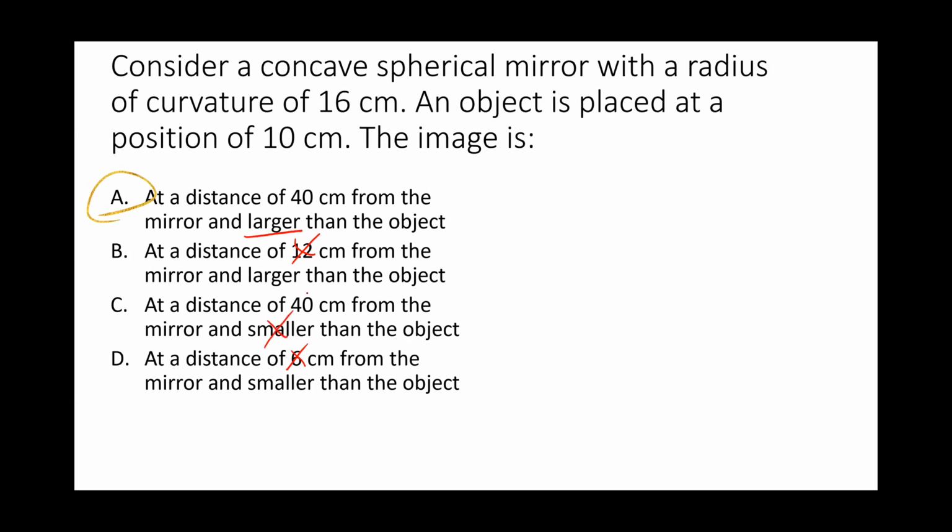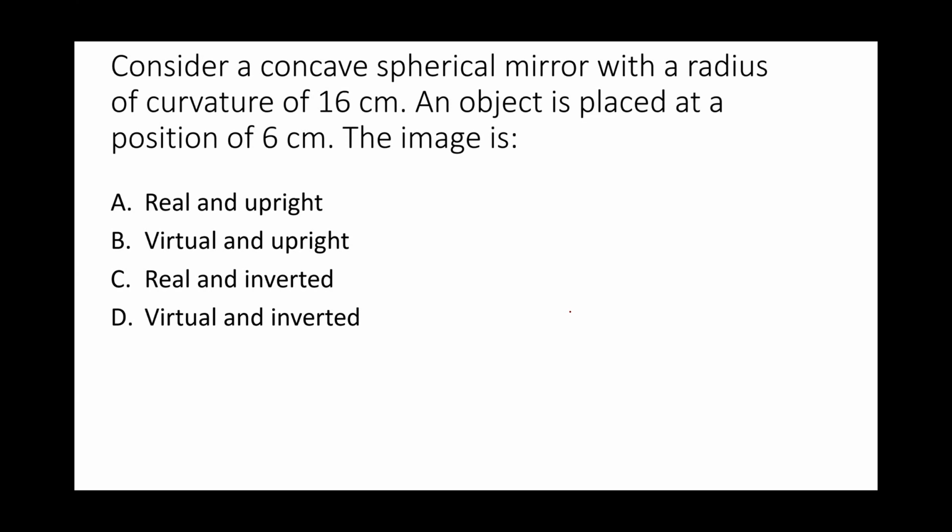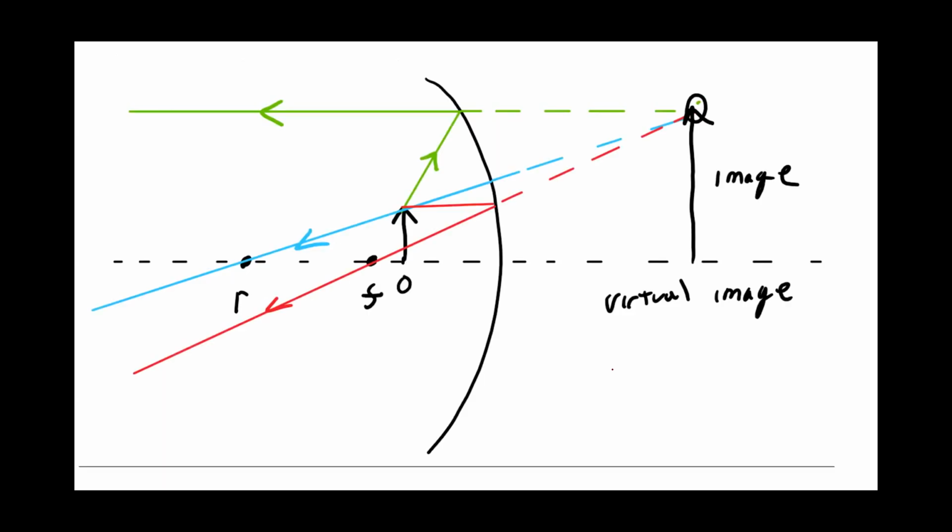Okay, so the next Polaroid question is, I'm taking the same mirror, but now I'm putting an object at a position of 6 centimeters, and I want to identify whether the image is going to be a real image, a virtual image, an upright image, or an upside down image. So the equations don't really give you an answer here. Really, the only way to get through this is to sketch the ray diagram. So this is the ray diagram that I come up with, and this is a trickier one to draw in some ways.